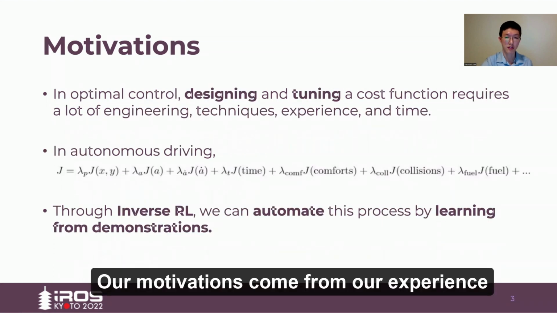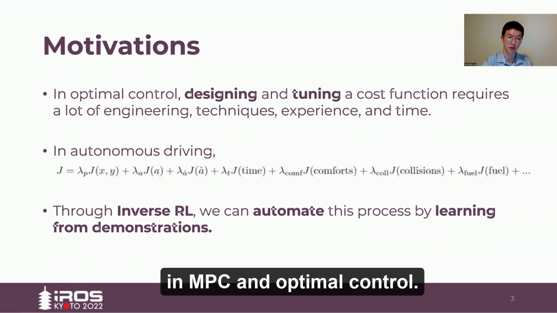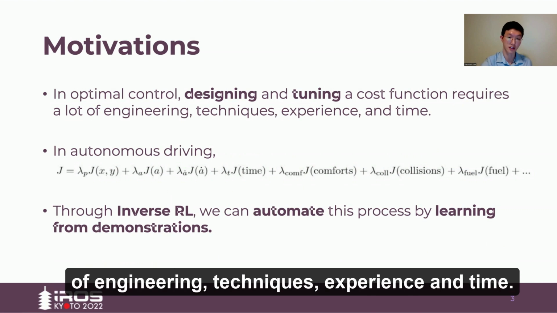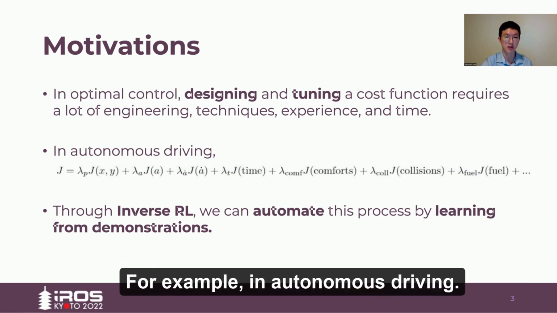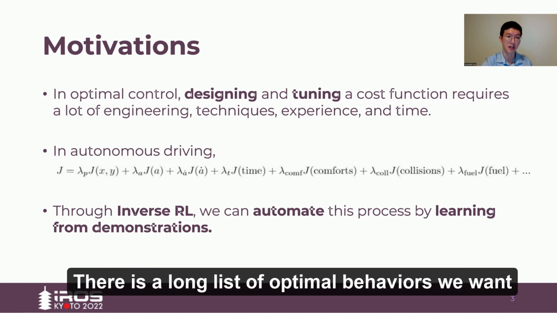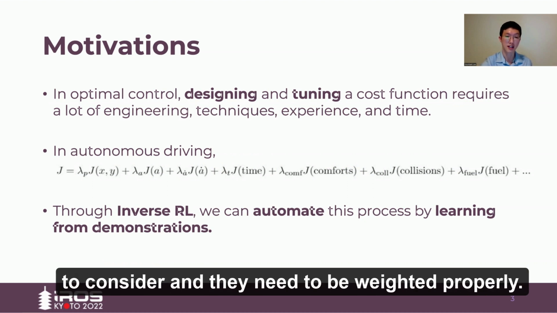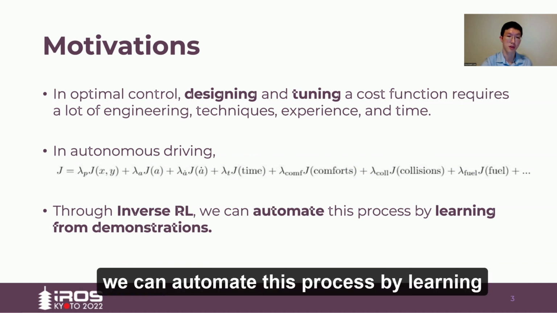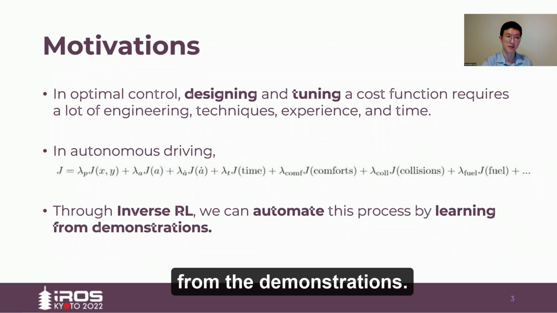Our motivations come from our experience in MPC and optimal control. In optimal control, designing and tuning a cost function requires a lot of engineering, techniques, experience, and time. For example, in autonomous driving, there's a long list of optimal behaviors we want to consider, and they need to be weighted properly. Through inverse RL, we can automate this process by learning from demonstrations.